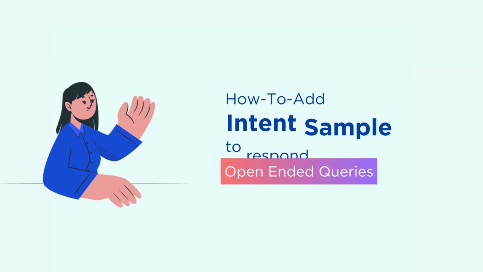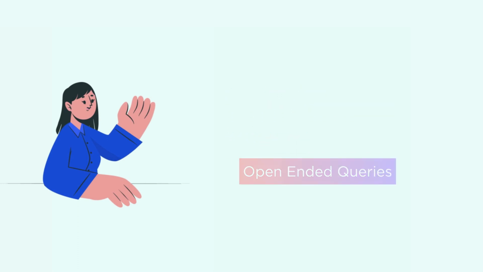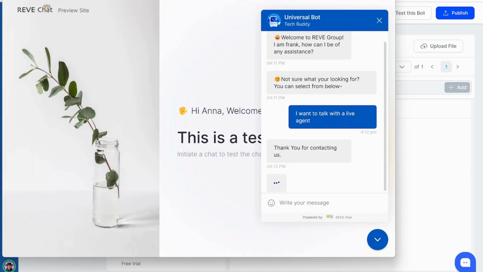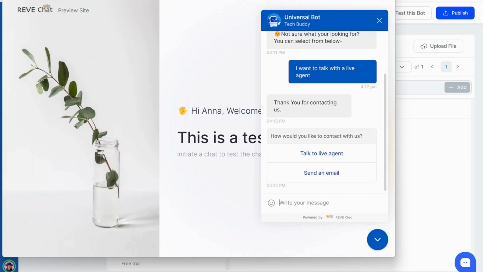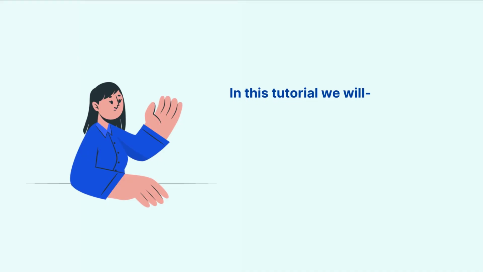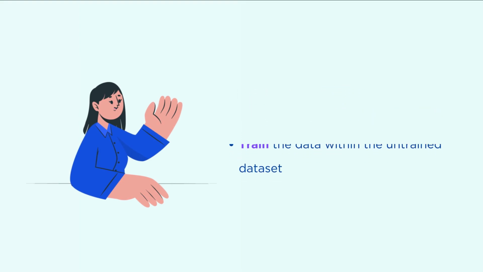In this tutorial we are going to demonstrate adding intent samples to respond to open-ended queries. Here is an example of what we want to achieve in this tutorial. We want to train our bot so that visitors can interact in natural language and bot can understand it and respond accordingly. Briefly, let's go over what we will be doing. In this tutorial, we will learn how intent sample works in REVE Chatbot and how you can train the bot to respond to open-ended queries. Let's dive right in.